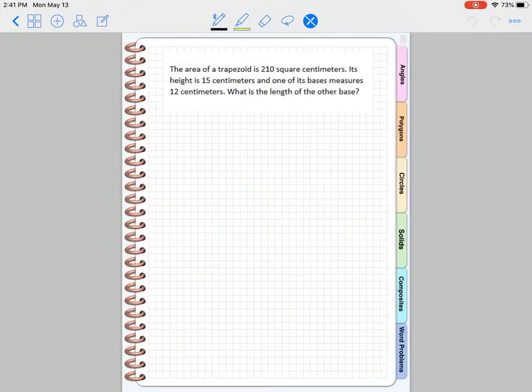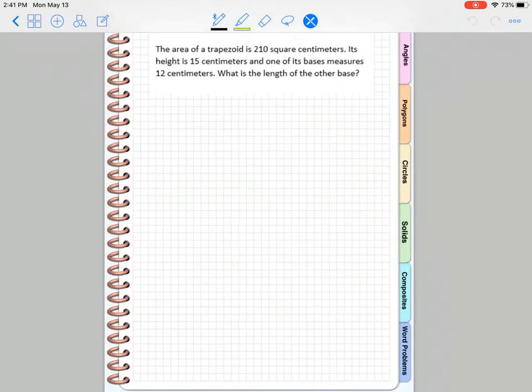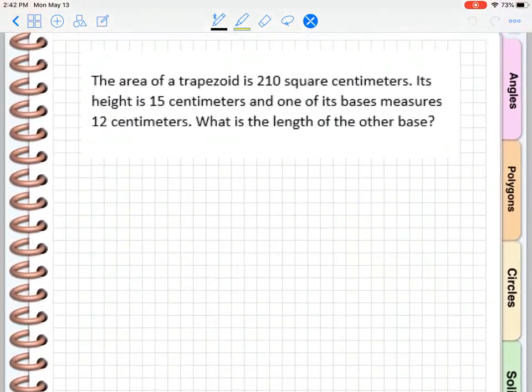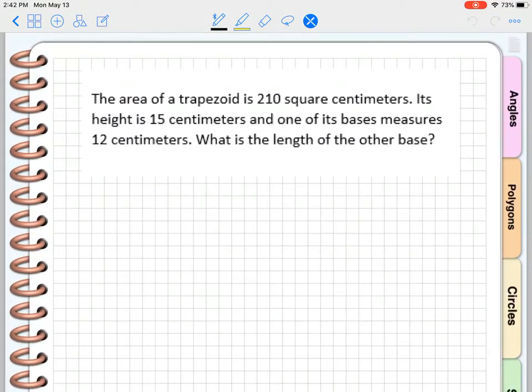So looking at the first one, it says the area of a trapezoid is 210 square centimeters. Its height is 15 centimeters and one of its bases measures 12 centimeters. What is the length of the other base?